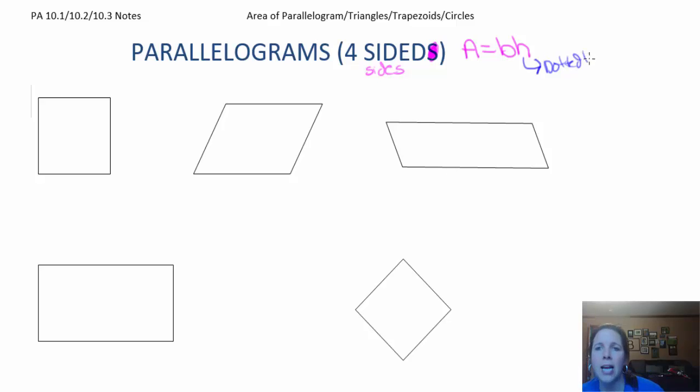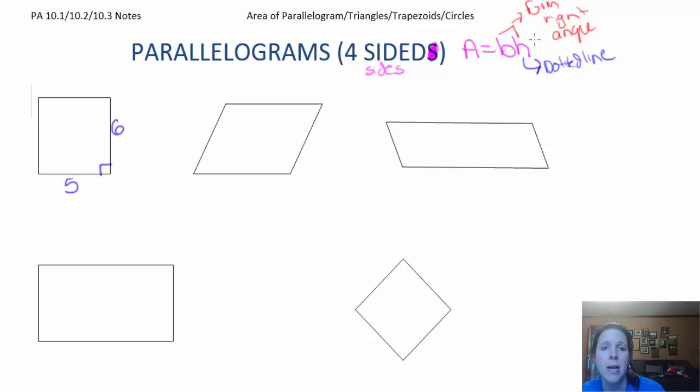Okay, it's the height of the whole figure. So it's not always the dotted line. So if it's not a side, then it's a dotted line. So like on this first one, your paper should have this in here, but I don't have mine in here. And it always forms a right angle. So that's the key. The base and height form a right angle. That's how you know that it's the base and the height. That's because they're going to form a right angle.